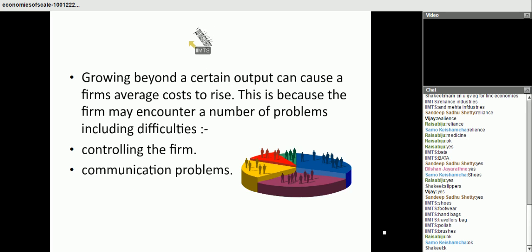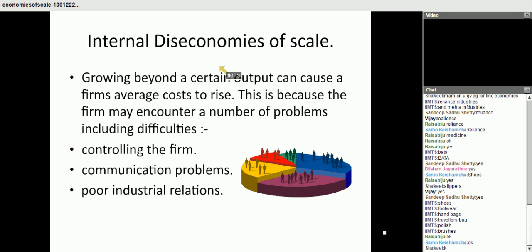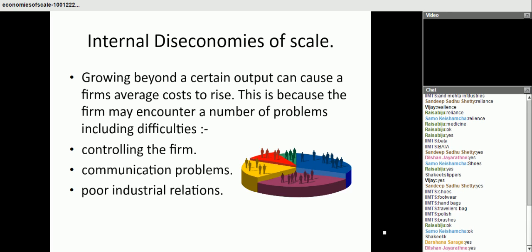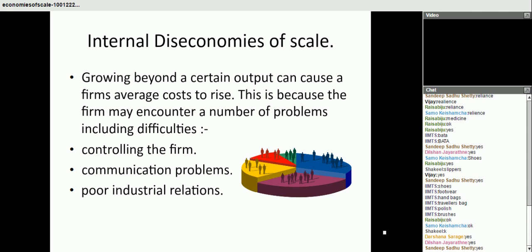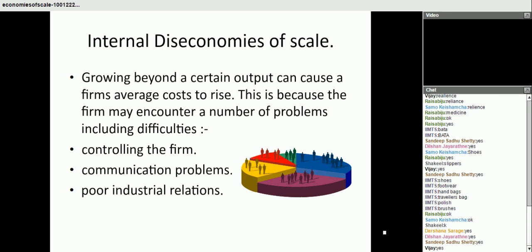Now, growing beyond a certain output can cause a firm's average cost to rise. Now this is about internal diseconomies of scale. So we are done with economies of scale. Is it clear to you all? Economies of scale. Any doubts?